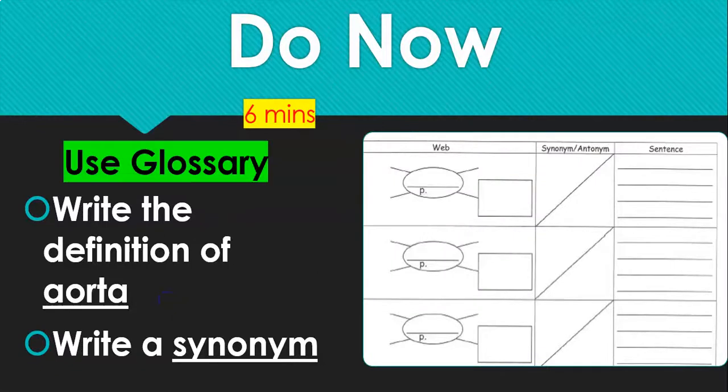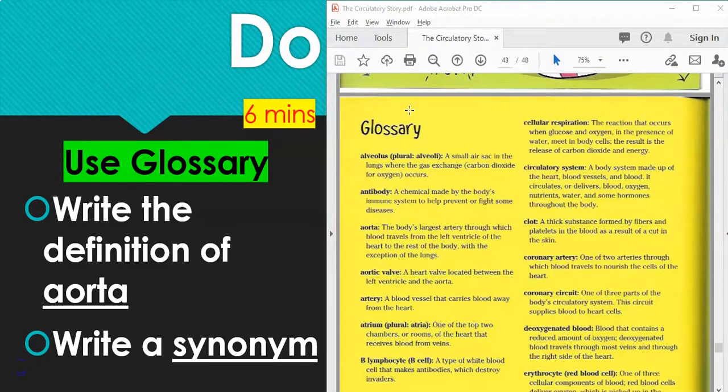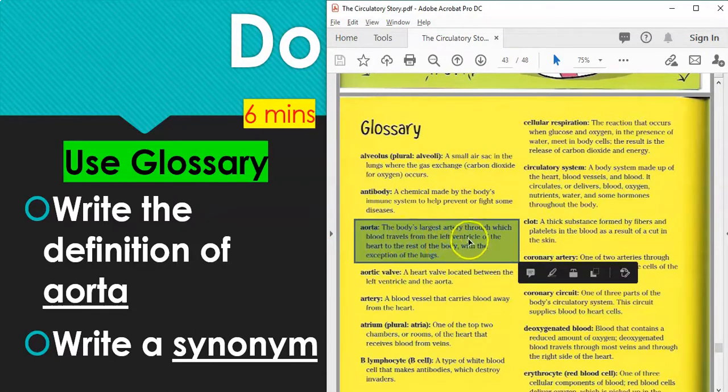So today, boys and girls, we are going to look up the word aorta. So make sure you write the word here in your word web. And let's pull up our text. Okay, so we go all the way to the back of the glossary, and it is right here. It is the body's largest artery through which blood travels from the left ventricle of the heart to the rest of the body, with the exception of the lungs.